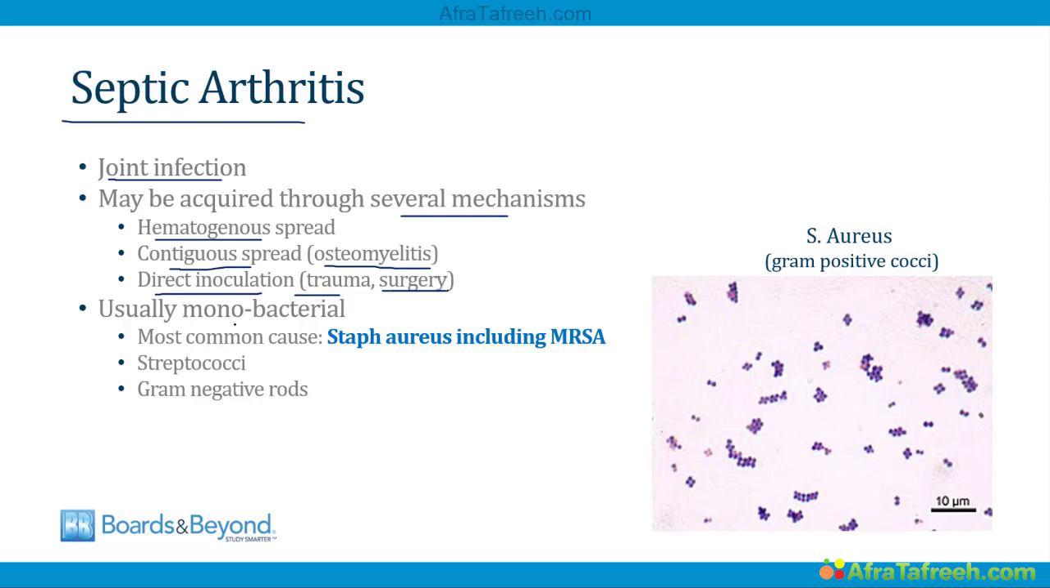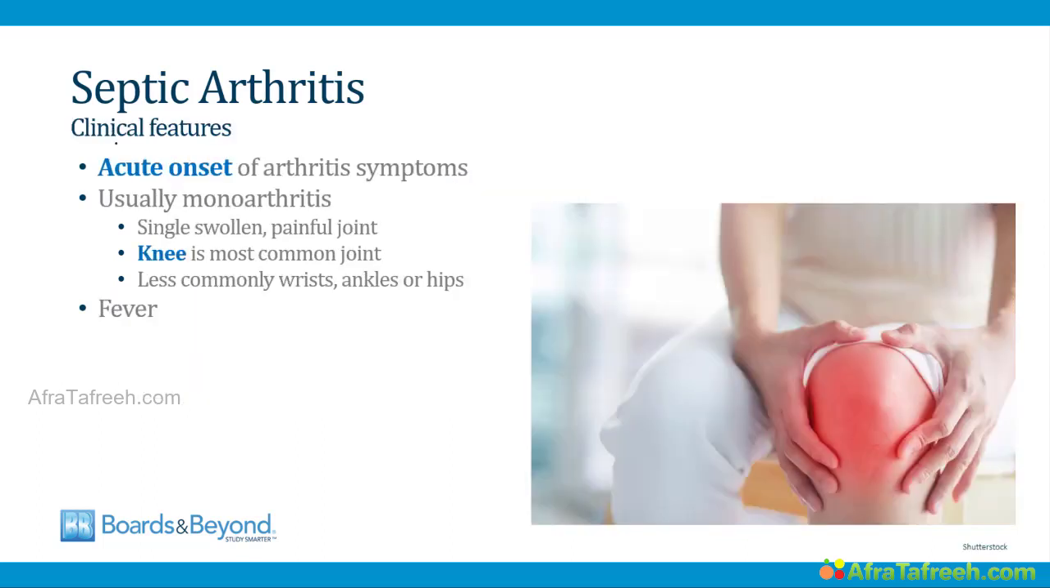And usually septic arthritis is a monobacterial infection. The most common cause is Staph aureus, including MRSA. Other less common causes are streptococci and sometimes gram-negative rods. Septic arthritis usually presents with the acute onset of arthritis symptoms, and the acute onset is important for board questions. If they tell you a patient has developed arthritis over the last couple of days that is severe, that makes septic arthritis more likely. If the patient has had arthritis that has developed slowly over months, that's more likely to be osteoarthritis or some other cause.